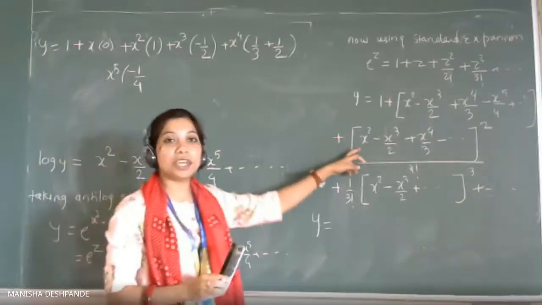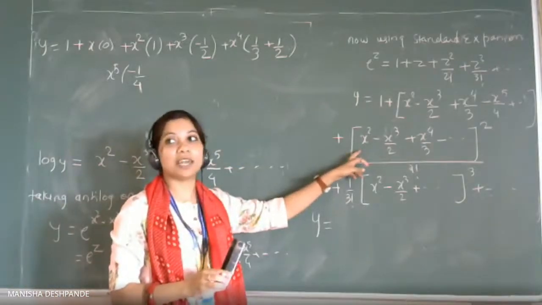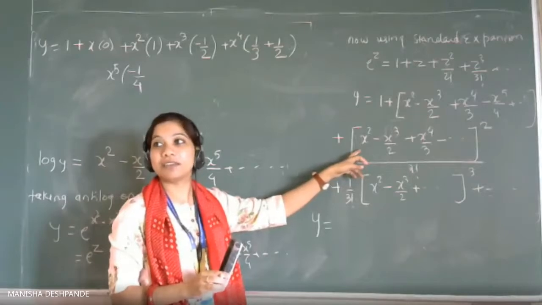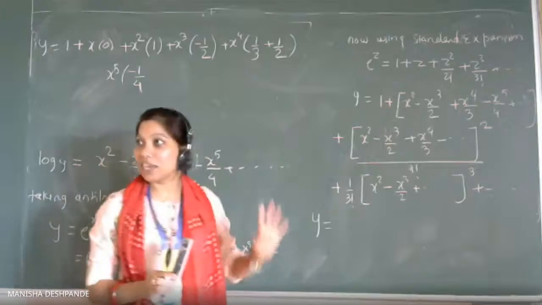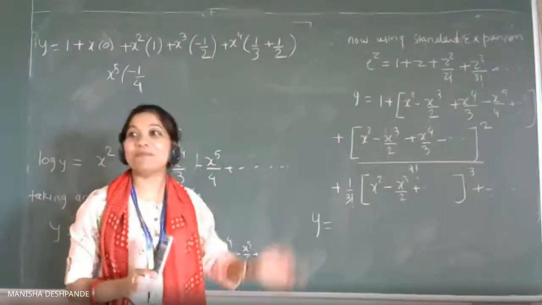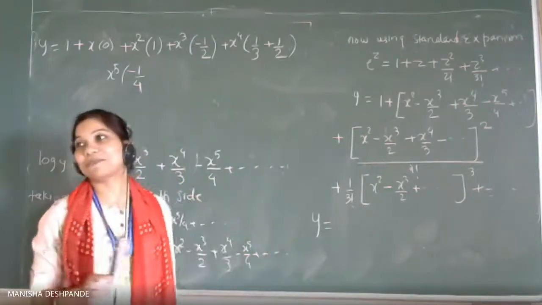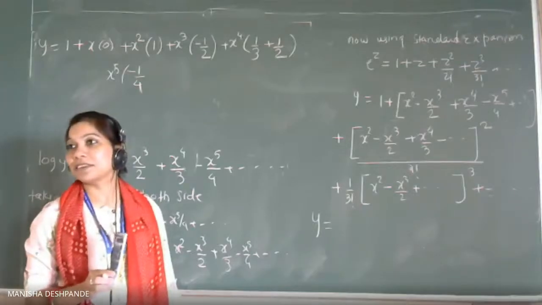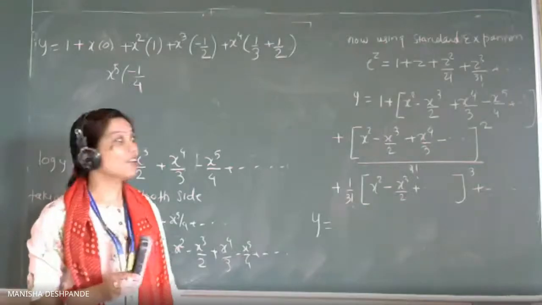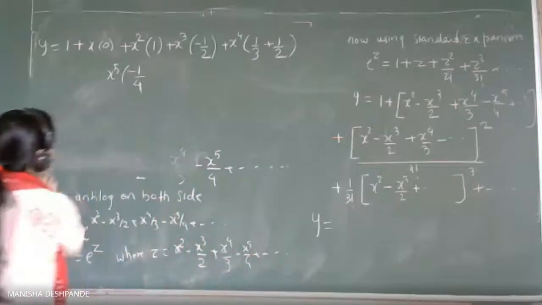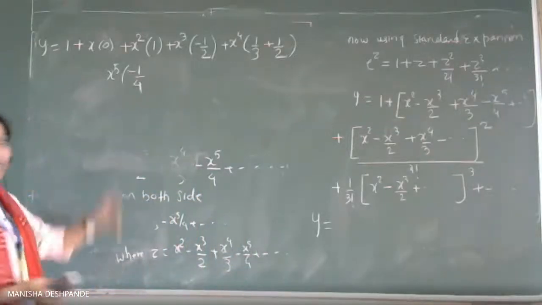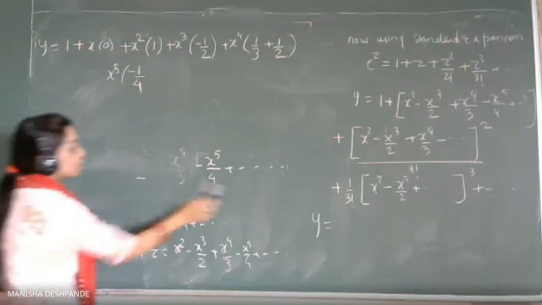Okay? Now, if the smallest degree here is 4, there is a chance that it will have x raised to 5. Yes, there is a chance that it may have. Now, you tell me whether it has or it doesn't have. No. Everyone says it doesn't have. Let me rub this off. That's the most important thing, and in this question they'll ask you the coefficient of x raised to 5.